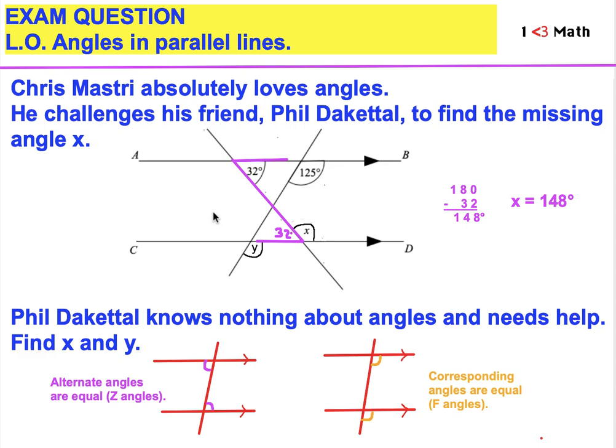So that's X solved. Now we need to find Y. Now, I'm looking here to see if I've got a corresponding angle. So I'm looking at that situation there. Can I draw the F? Yes, I can. So now I can identify straight away that Y equals 125 degrees, and I would write down because corresponding angles are equal.